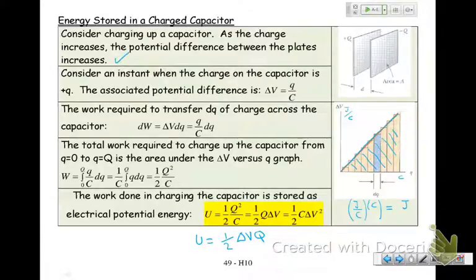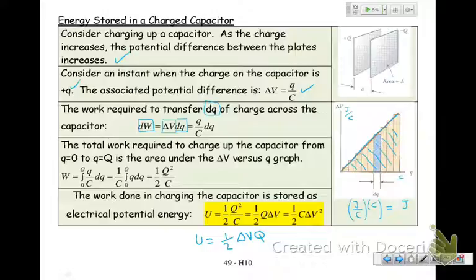I say consider charging up a capacitor as the charge increases, the potential difference between the plates increases. Consider an instant in time when the charge on the capacitor is plus Q. The associated potential difference is delta V equals Q over C. That's the definition of capacitance. The work required to transfer delta Q, that little bit of charge, across the capacitor would be my little bit of W is equal to my volts, my energy per coulomb, times my number of coulombs, which gives me that.